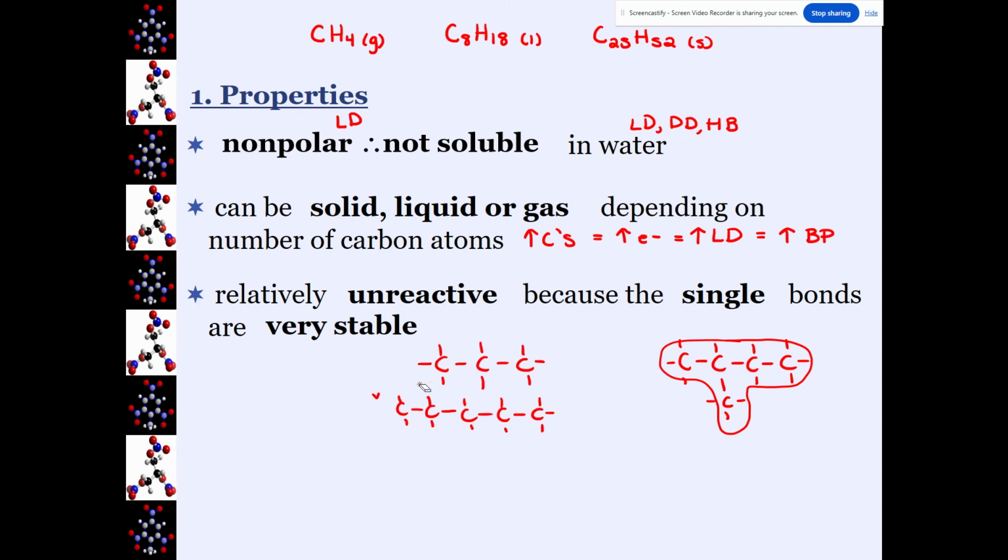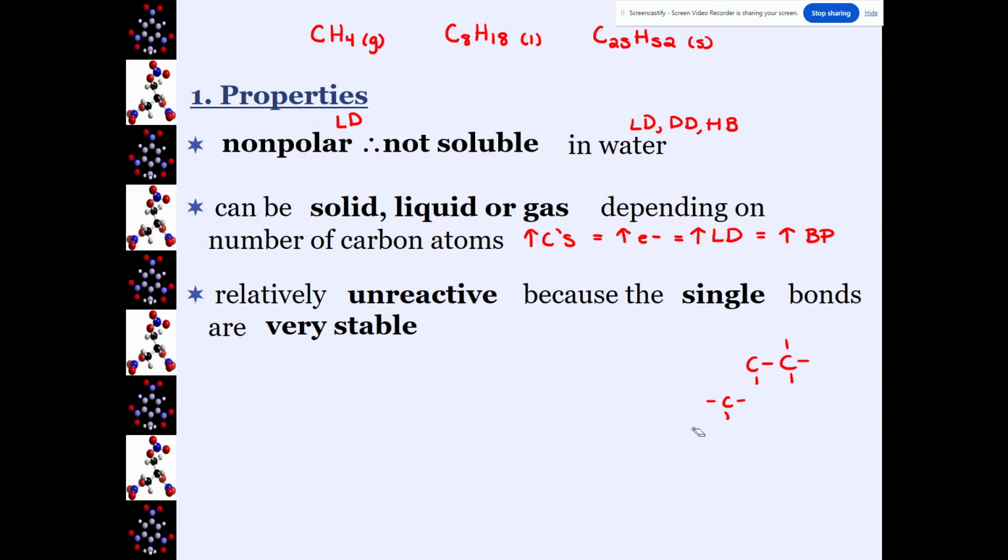So in order for something to be reactive, it has to be unstable. Well, because of the single bonds in our alkanes and the fact that they are fully saturated, they're already stable. They have the maximum number of single bonds that they can have. When you have single bonds, they're stable, making the compound unreactive, okay? Double and triple bonds are less stable and they become more reactive, which we'll get into later when we talk about those types of compounds.